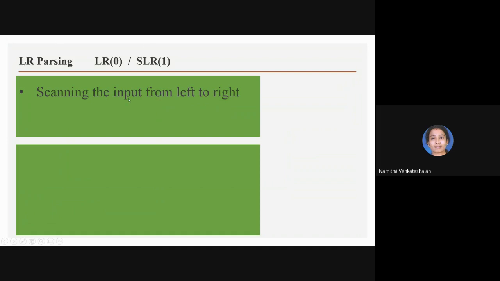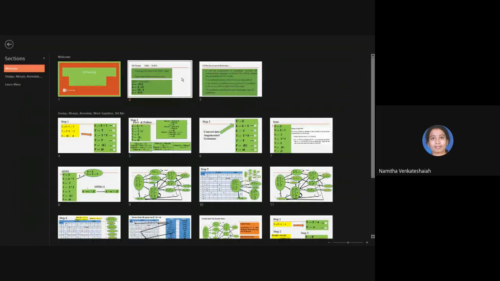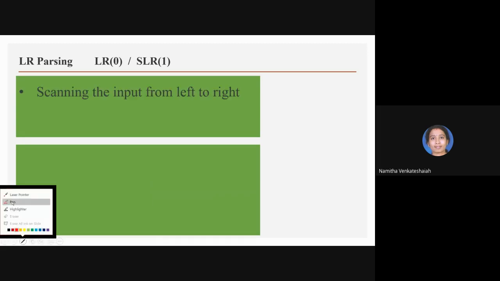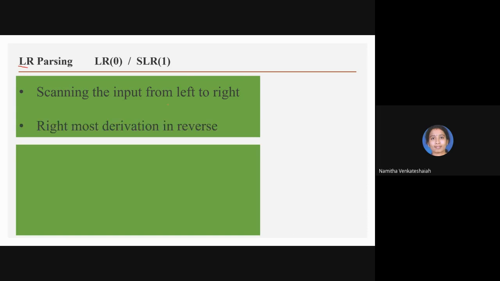L means we are scanning the input from left to right. That is the reason we call it LR parsing. This L stands for left to right. And what about this R? Rightmost derivation in reverse. So we consider rightmost derivation in reverse and we are scanning the input from left to right. That's why we call it LR parsing.